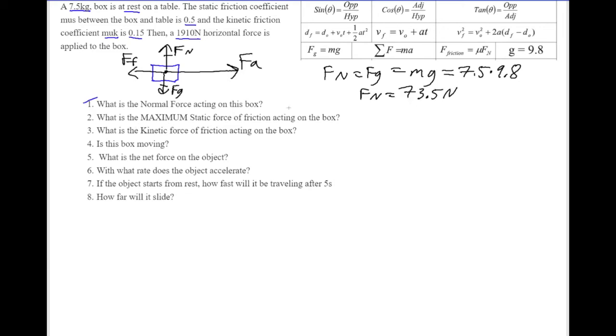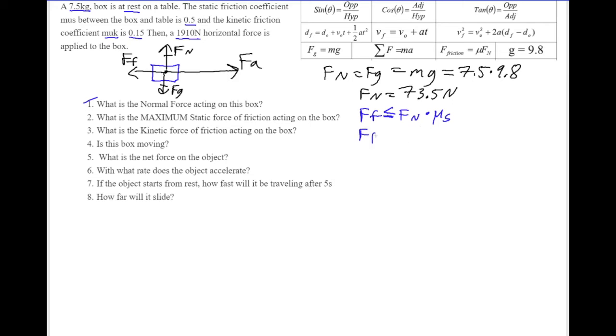Next one says, what is the maximum static force of friction acting on the box? So static friction is the friction that prevents an object from moving. So in order to find the maximum static force of friction, we're going to use our equation just like we normally would. We got force normal, but this time it's times the coefficient of static friction. So that's the only difference in the equation here, is that we're multiplying times the coefficient of static friction. The other thing to note about this equation is that force friction is actually less than or equal to this amount. So it can be this, but it also can't be any bigger than this too. And you'll see what I mean later on in the next problem.